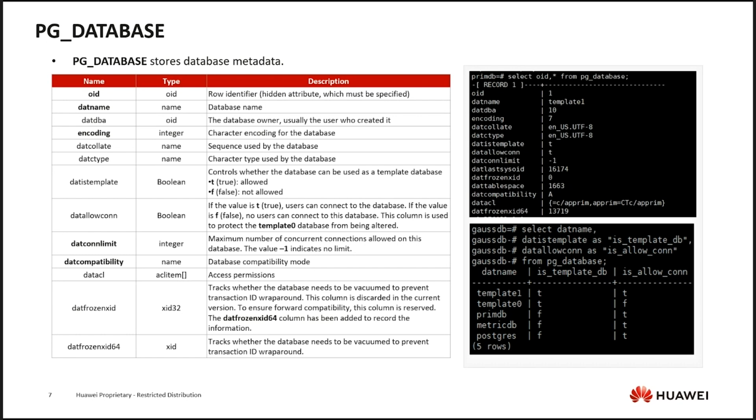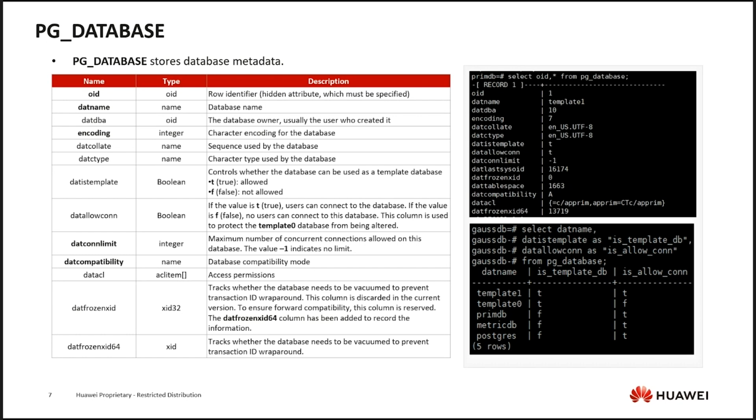Each data object in the catalog is assigned an object ID, which is a 4-byte unsigned integer and usually a hidden attribute. Other fields in this catalog include datname, encoding, datconnlimit, and datcompatibility. GaussDB is compatible with Oracle, MySQL, Teradata, and the PostgreSQL database. And A indicates compatibility with Oracle databases.